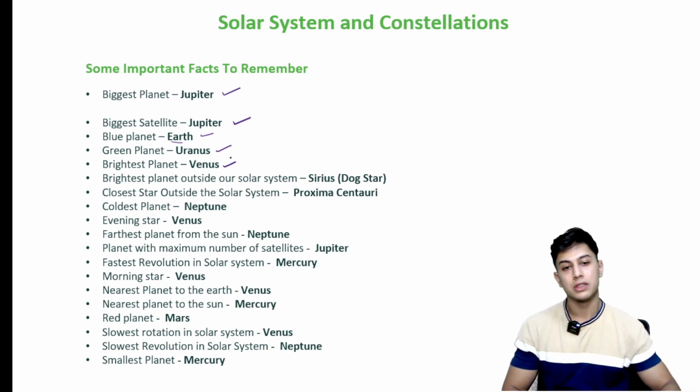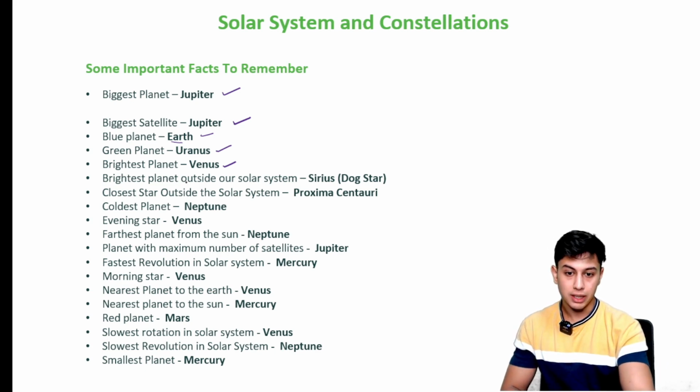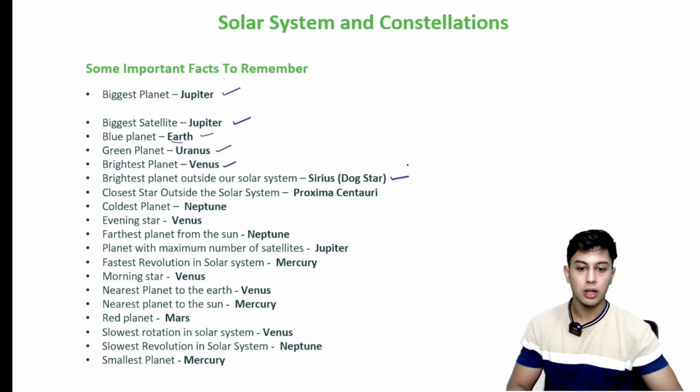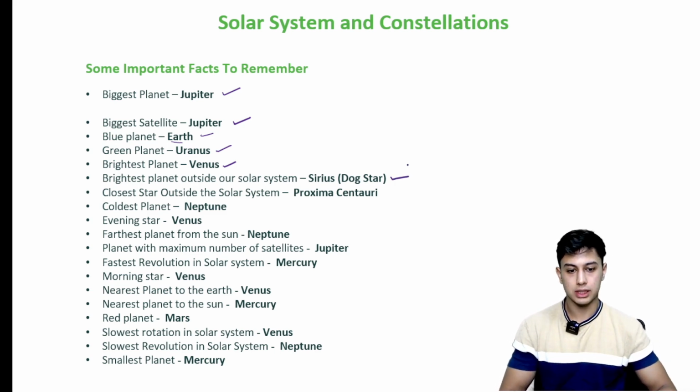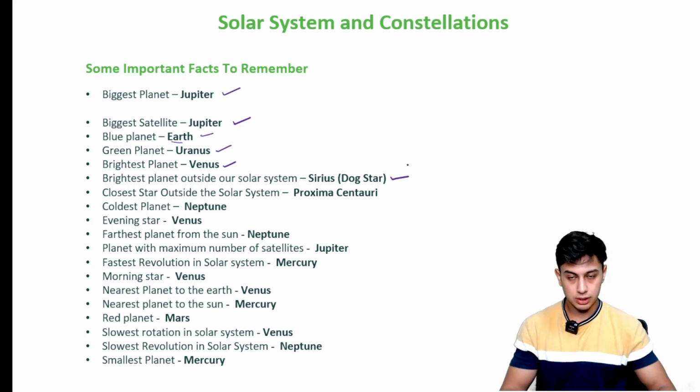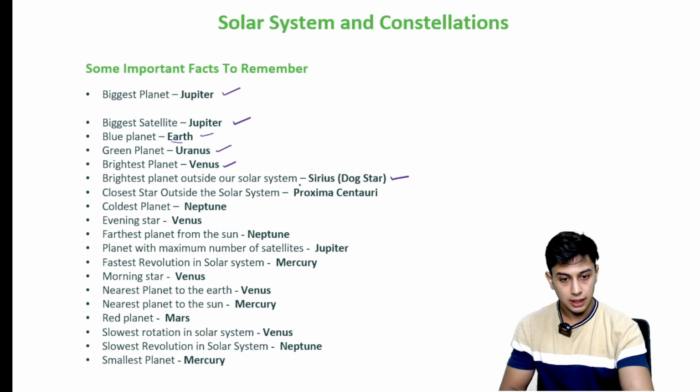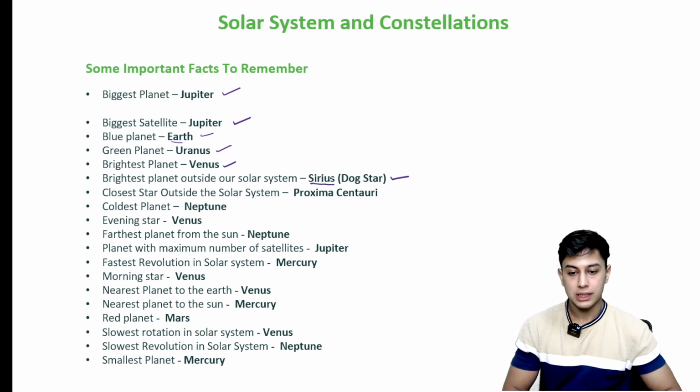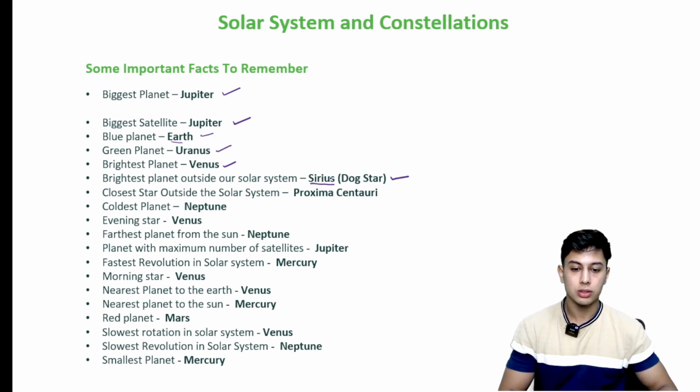The brightest planet, that is Venus. Alright. When we see in the sky and we see a very bright star, alright, that is Venus. Alright. The brightest star outside our solar system, that is Sirius, the dog star. Alright. So outside our solar system, which is the brightest? It is Sirius.